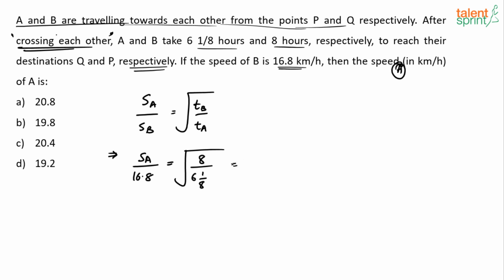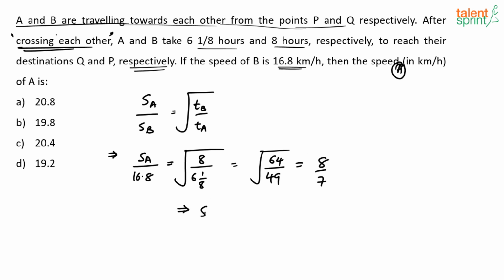Simplify this. 6 1 by 8 is 6 times 8, 48, plus 1, 49 by 8. The denominator is 49 by 8, so that 8 goes into the numerator. So 8 into 8, 64 by 49. The square root of this is 8 by 7. That's it. So speed of A by 16.8 equals 8 by 7.